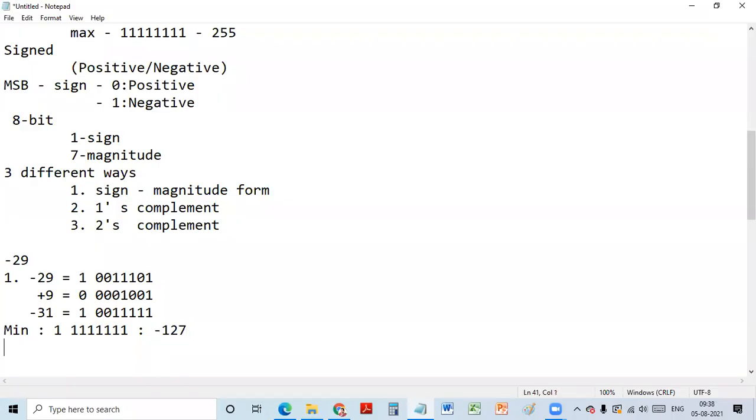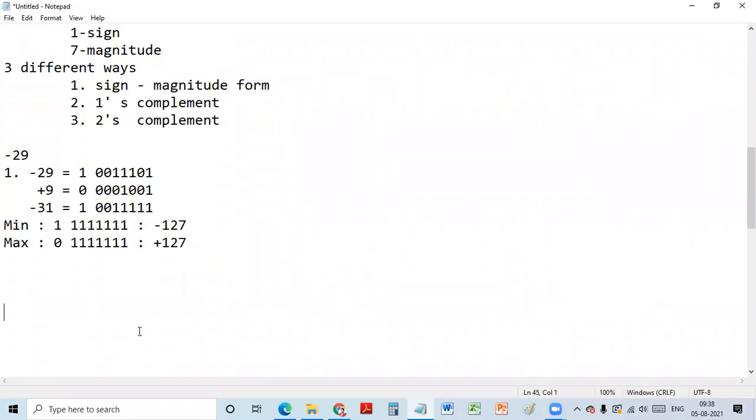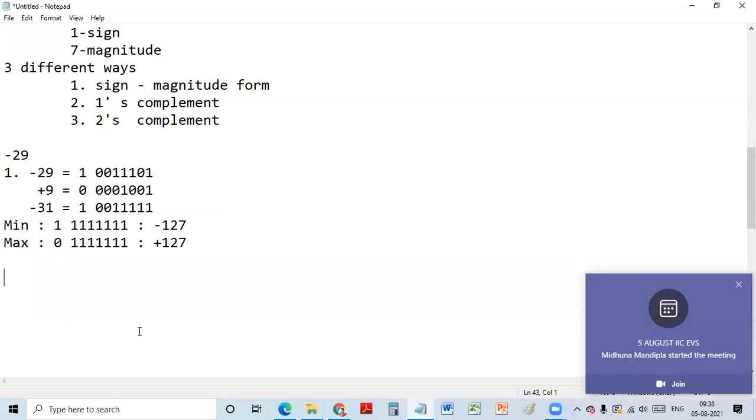Okay. And what is the maximum? Plus 127. The sign bit is 0, and all the magnitude bits should be 1. So it is plus 127, and this is the maximum. So the range of numbers that I can represent with 8-bit size in sign magnitude form is minus 127 to plus 127.